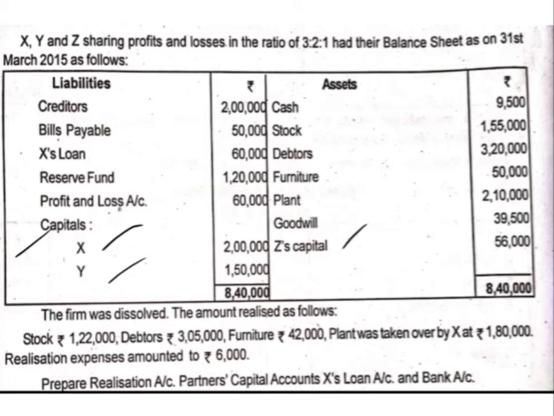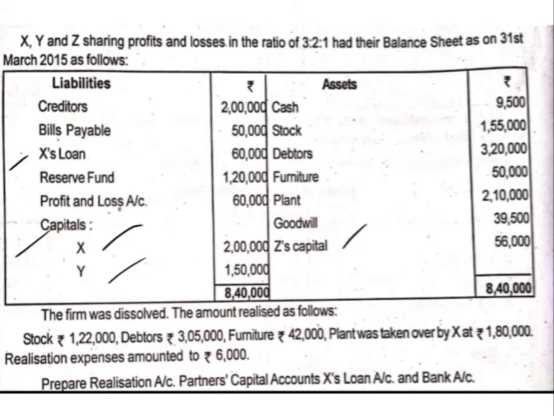And coming to the other difference here, we find X's loan. X is a partner. He had advanced a loan to the firm, so it is not an outside liability. Other than that, it is almost similar to the previous question. Now coming to the ledger accounts to be prepared. In the first step, we are going to prepare the realization account. In the second step, partners' capital account. Third step, X's loan account. Fourth step, bank account. Coming to the first step, that is the realization account, we need to pass in total 9 entries depending upon the information given.